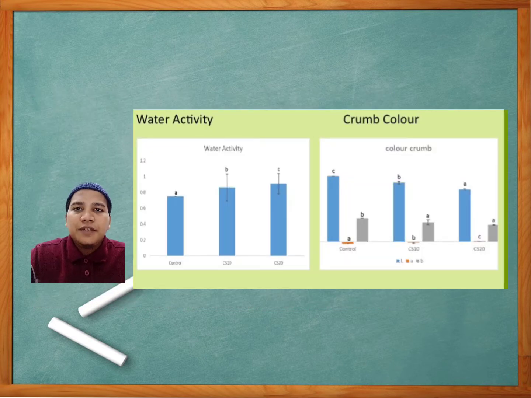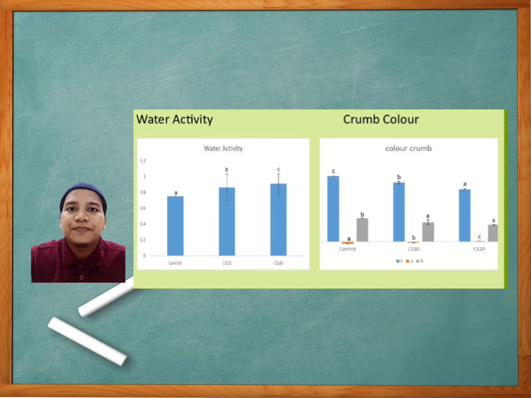For water activity, there was a significant difference between sponge cake supplemented with chia seed flour and control. Tuliatahan et al. 2002 reported that non-wheat flour induces a higher water absorption capacity than wheat flour. So, cake made with chia seed flour has a shorter shelf life compared to control.